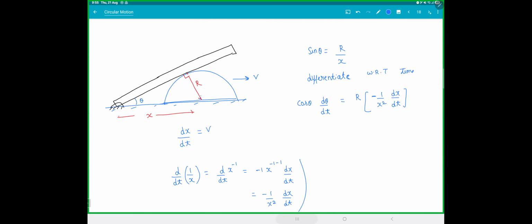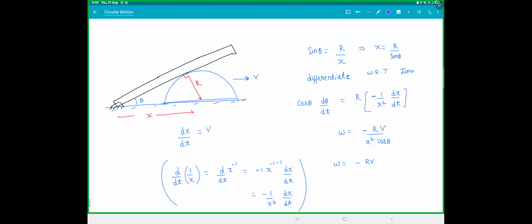This much differentiation should be able to handle. You're done. So d theta by dt is omega. This would be minus r by x square cos theta, and dx by dt is nothing but v. And substitute there. What is x? x is nothing but r by sine theta.